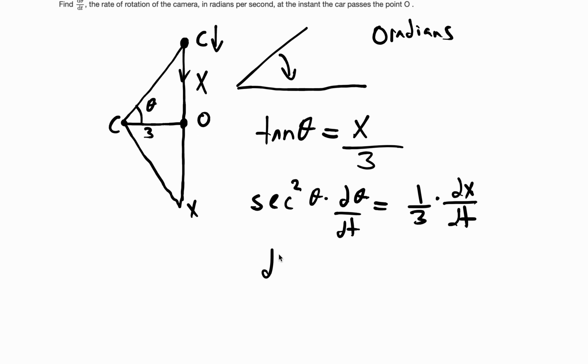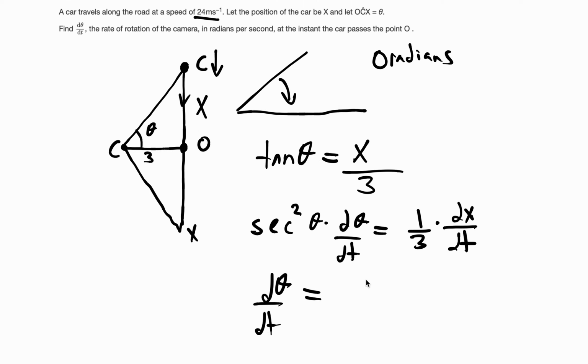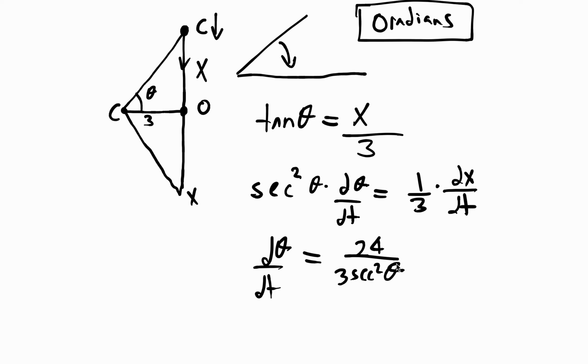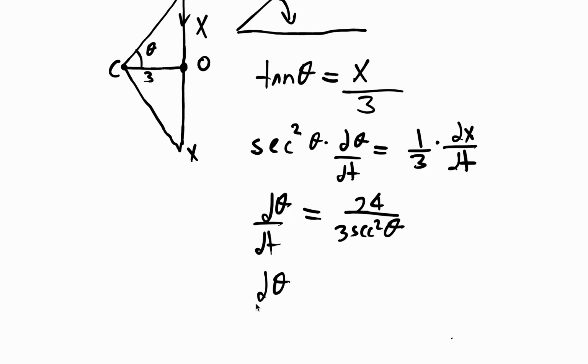So I can rearrange this equation by substituting, by saying that d theta by dt is equal to 24 over 3 times sec square theta, right? This is the relationship for d theta by dt, and I want d theta by dt at the instant where the car is at O, and we already know that the angle of the camera's vision at the point O is 0 because it's completely flat.